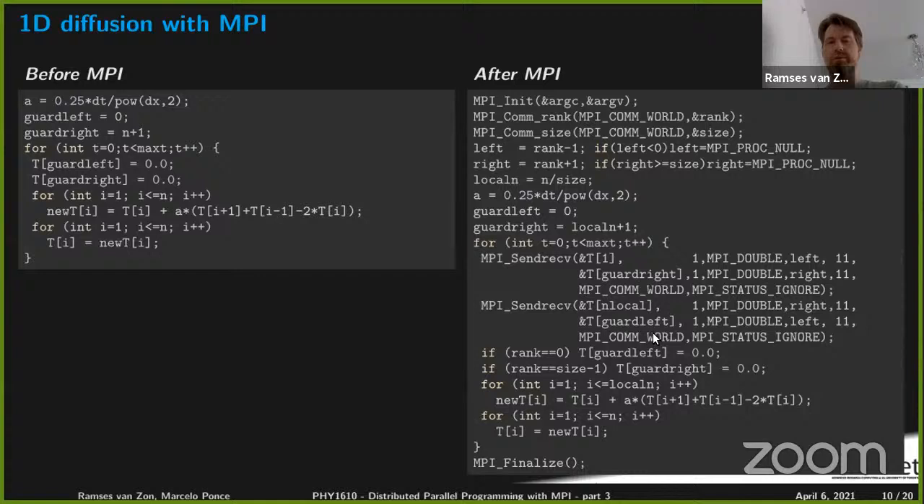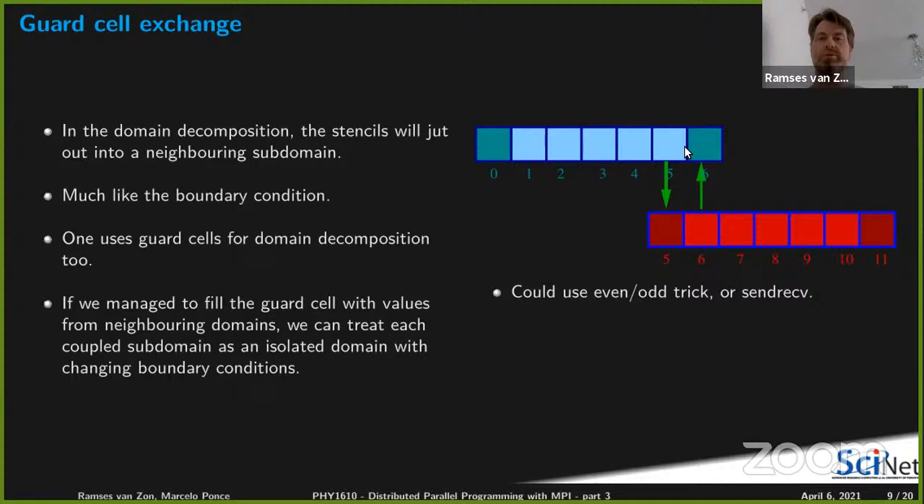Now, I'm doing send-receives. I could do separate sends and receives, but as you can see, it might be possible to have all of the processes sending and nobody receiving, and I could have deadlock. That's why I use send-receives.